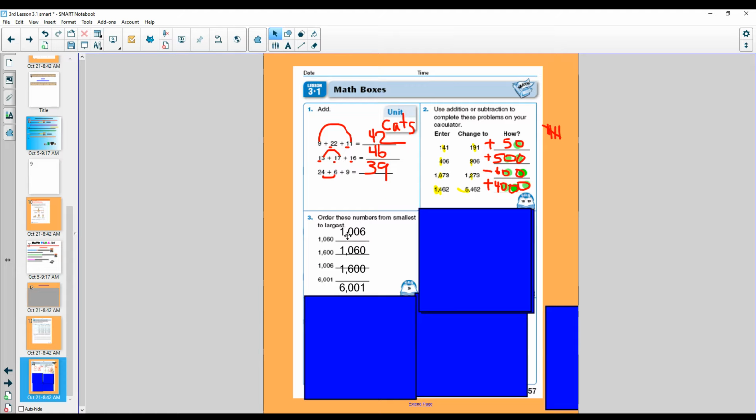All right, let's move on here. I put these numbers in order for you, so check your own. Look, it goes from 1006 to 60 to 1600 and all the way to 6000. Those are in order from smallest to largest.